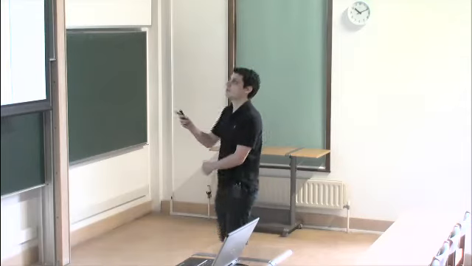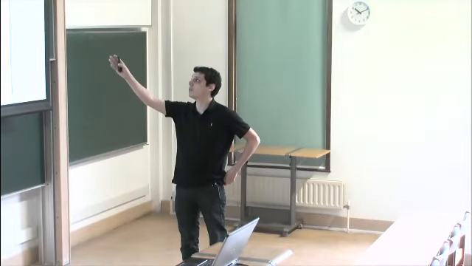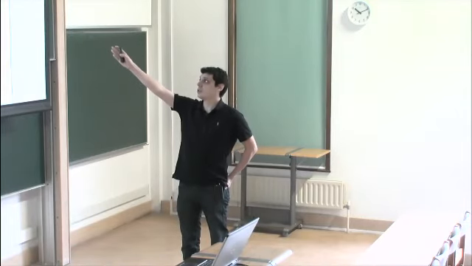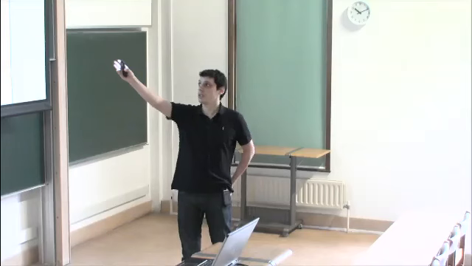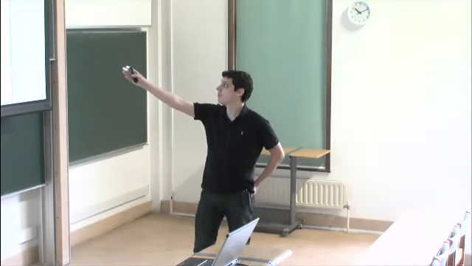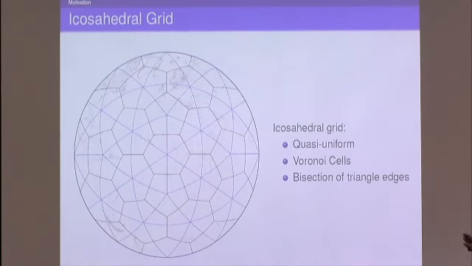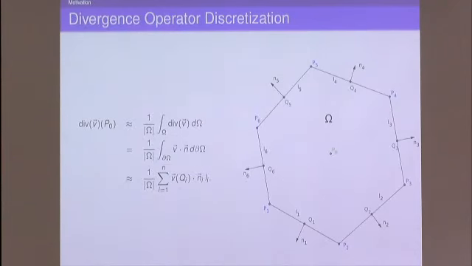We're thinking a quasi-uniform grid. I'll be using Voronoi cells here, but you can work with triangles as well. And I'm thinking of getting refinement due to bisection of the triangles. Okay, so you get several grid levels. So this is the kind of grid. Hopefully you are all used to this kind of thing, or have seen it somewhere.